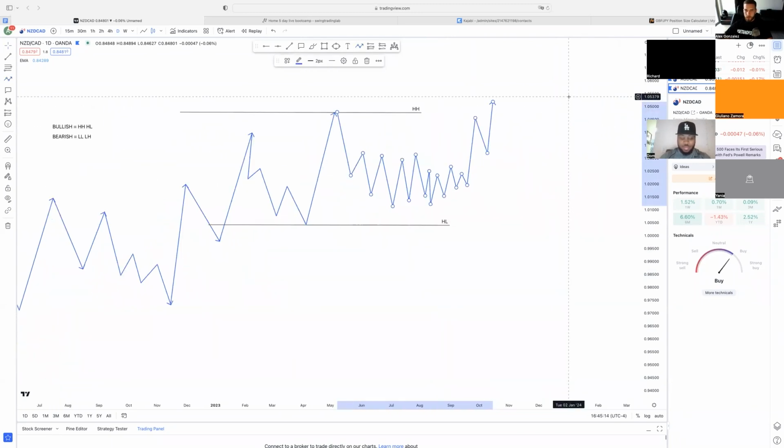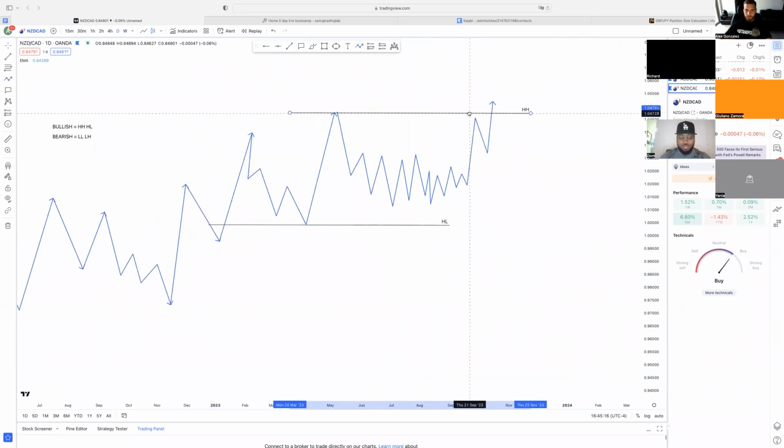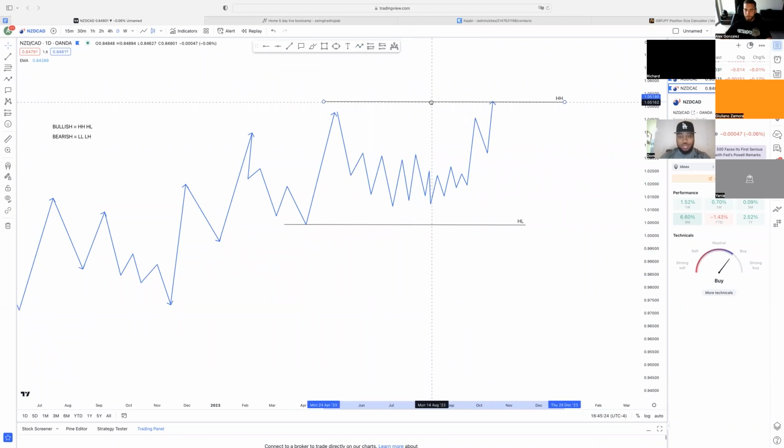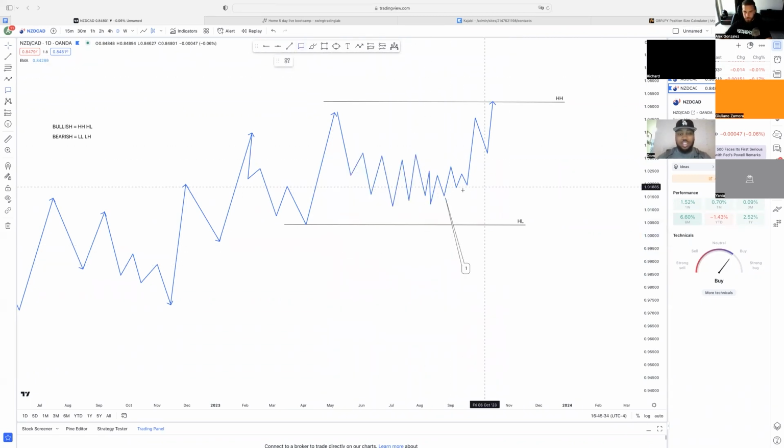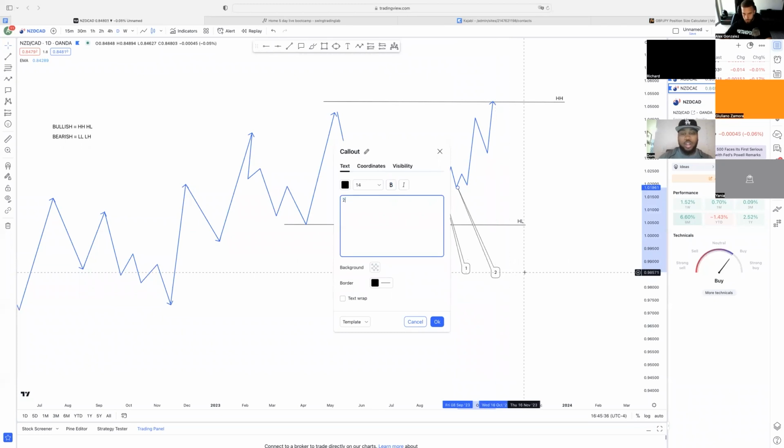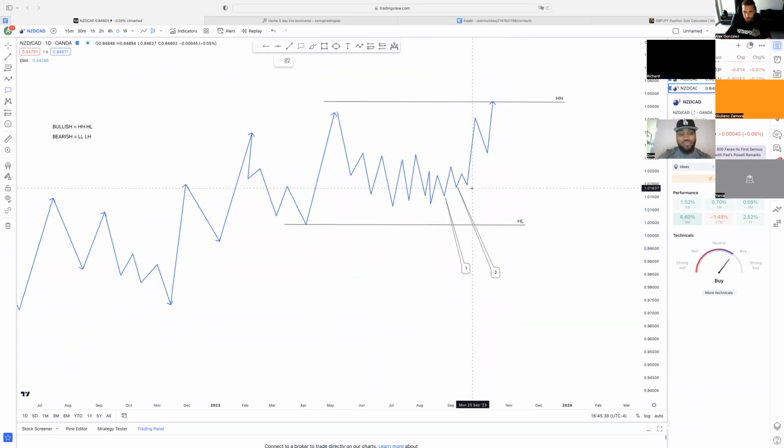All right. So what about now? What do we have now? Correct. New higher high. Now, where does the higher low point go? Does it go to point 1, 2, or 3? 1, 2, or 3?